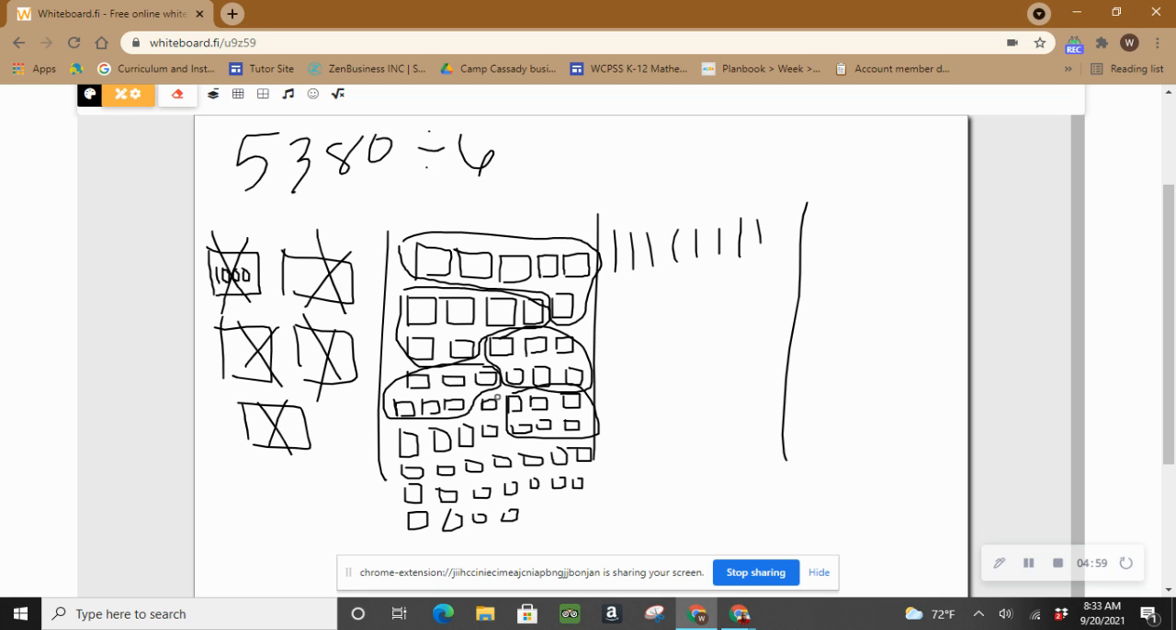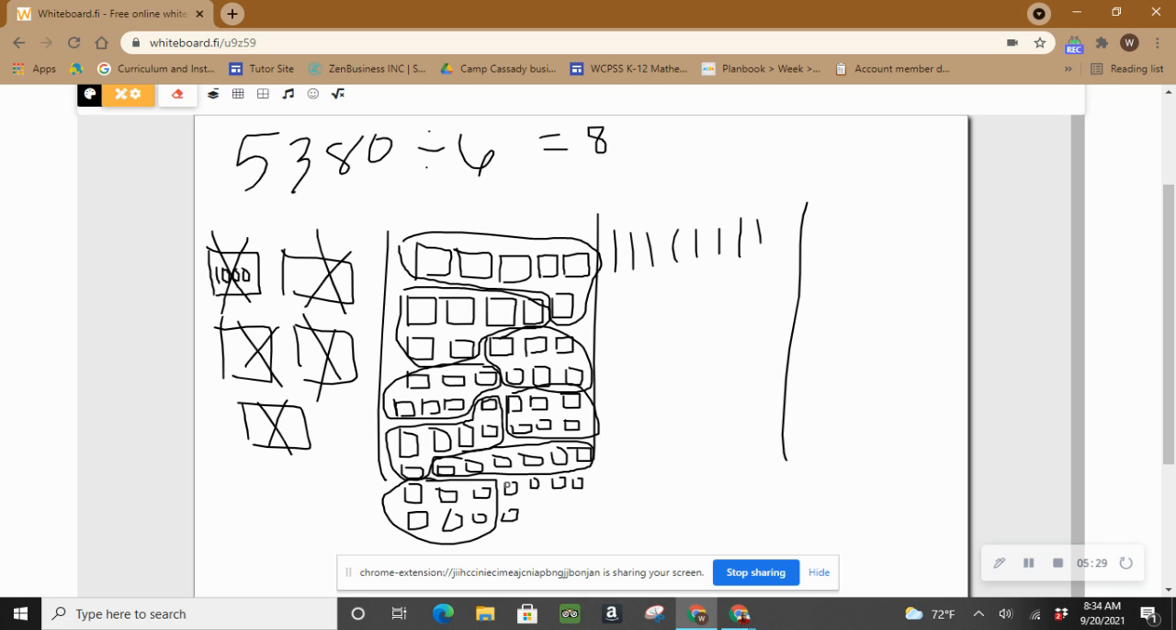I'm going to circle these 6. That's 5 groups. So that's 6 groups, 7 groups of 6, and I'm going to circle 6 more. So that's 8 groups of 6. So my answer is starting off. I didn't have anything here, so I've got to start off with 8 because that's my 8 groups. So now I've got 5 left over.